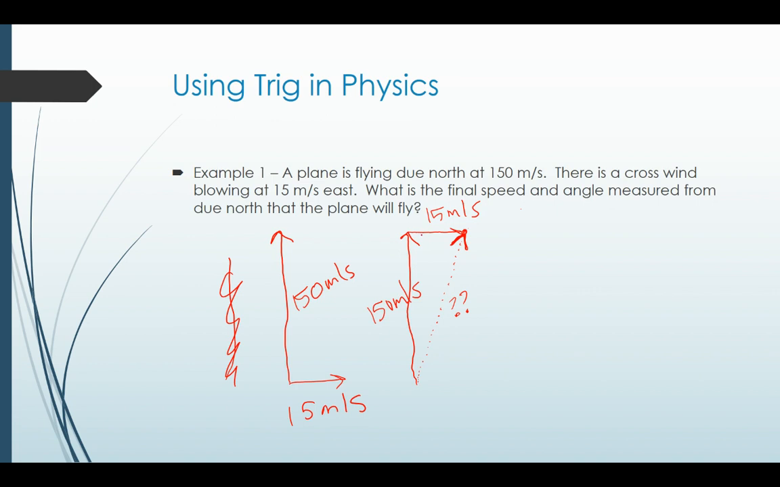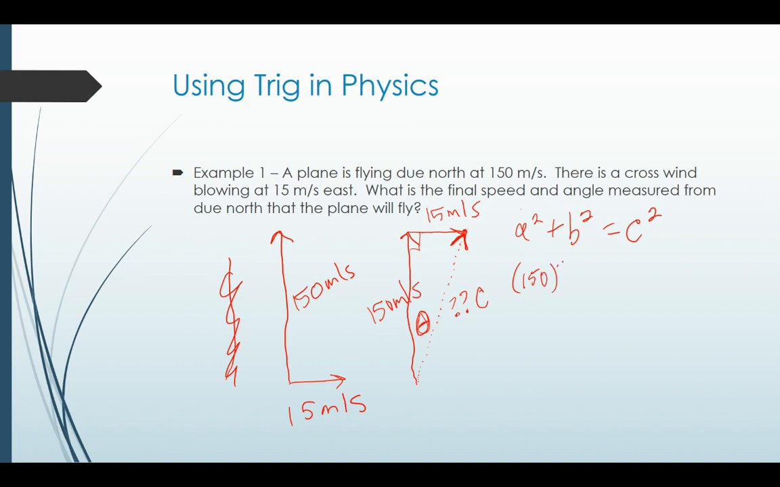So you can see right here we have a right triangle. This is the hypotenuse that we're trying to solve for. And then they are also asking us the angle measured from due north that the plane will fly. So I want to know, what's this angle right here? So I have two values, and you can really do this any way. I'm going to use the Pythagorean theorem, a squared plus b squared equals c squared, to figure out what I'm calling my c value.